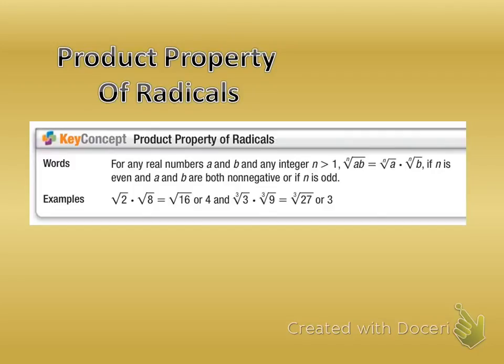If you look at the example down here, see how it says rad 2 times rad 8 gives you rad 16? So it's kind of a twofold property. It lets you multiply the inside of the radicals together, but it also lets you split them up. It's a two-way street. You can go from here to there, or from there to there.